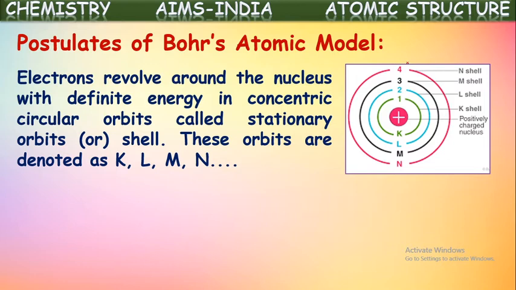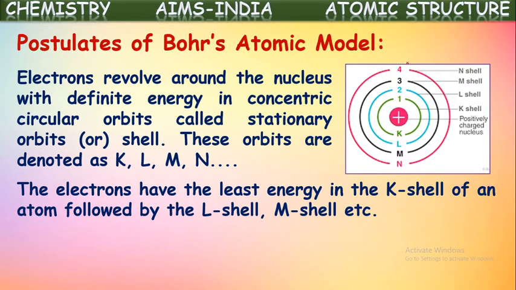In this way, denotations are given for the orbits in an atom, and the same orbits are given numbers also. The orbit which is nearest or closest to the nucleus is given number 1, and next one 2, and third one, fourth one. In this way, numbers are also given for these shells. Now we can say first shell means K shell, third shell means M shell. In that way, the denotations are given for these shells.